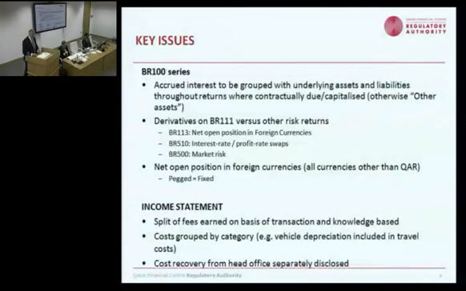Income statement, some questions around the split of fees based on knowledge and transaction-based. What we're trying to get at is knowledge-based implies that there is the application of intellectual property. It is not just a standardized fee, like writing a guarantee, which really doesn't take too much knowledge. That's got a standard fee attached to it.